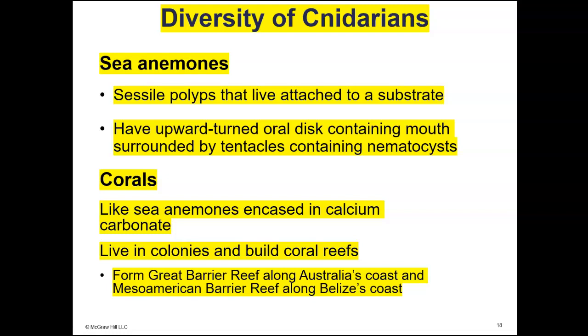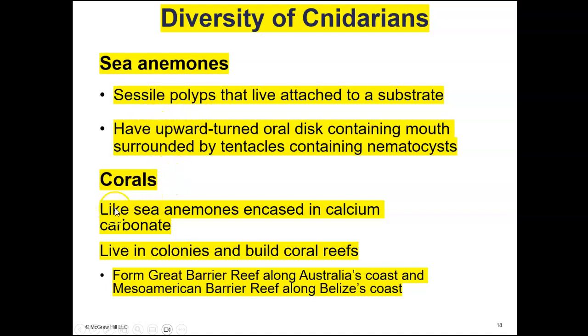So there are lots of different types of cnidarians. Sea anemones are sessile polyps. You probably remember the sea anemone from the cartoon Finding Nemo. That's where a lot of us learned about sea anemones and clownfish. But they are sessile polyps.